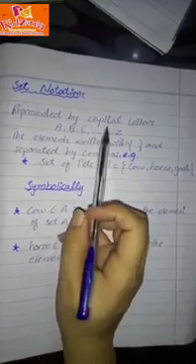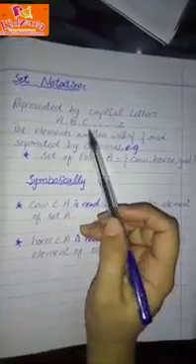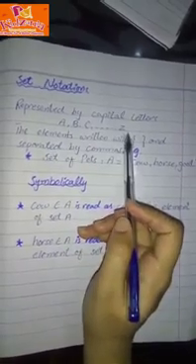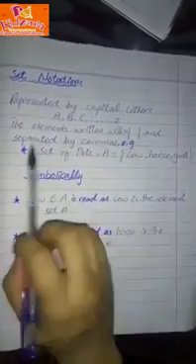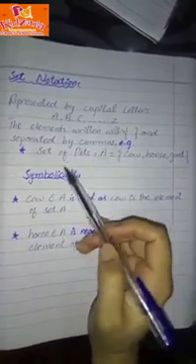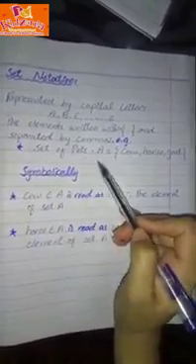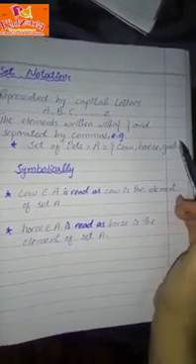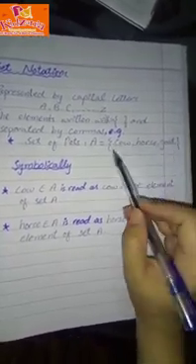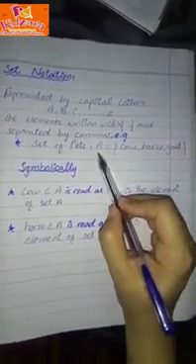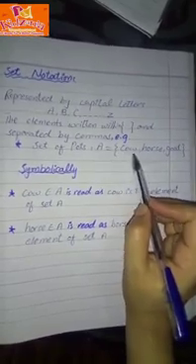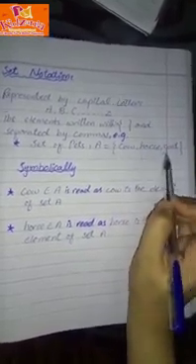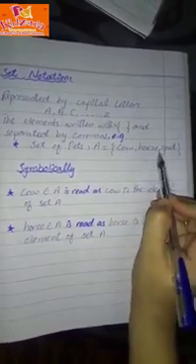And the third one is set notation. A set is represented by a capital letter of the English alphabet, A to Z, and written within brackets and separated by commas. For example, set of pets, A is equal to bracket cow, comma, horse, comma, goat, bracket. This is called set notation because this is represented by capital letters. The elements are written within the brackets and separated by commas.